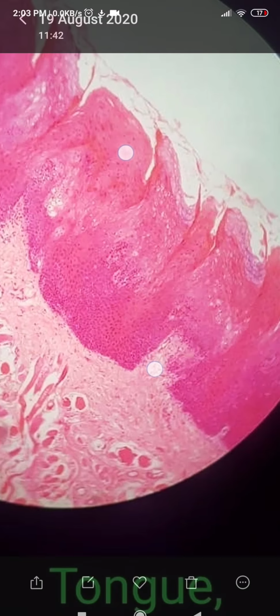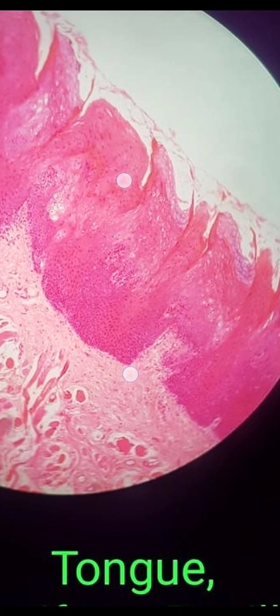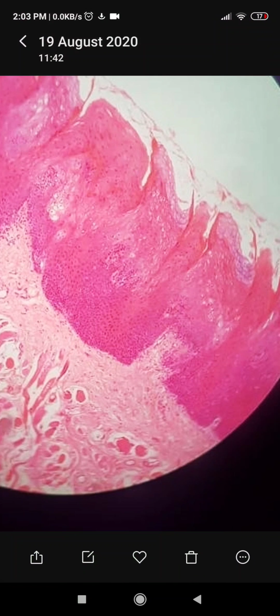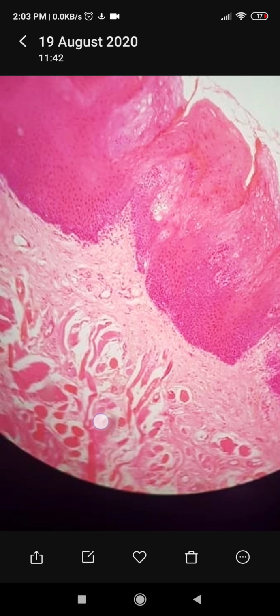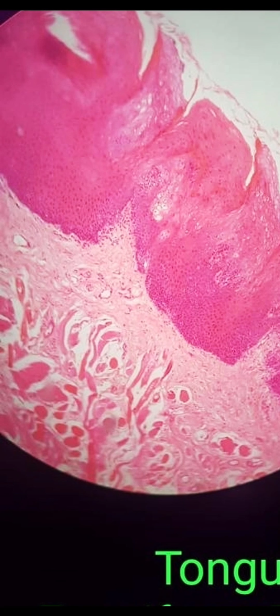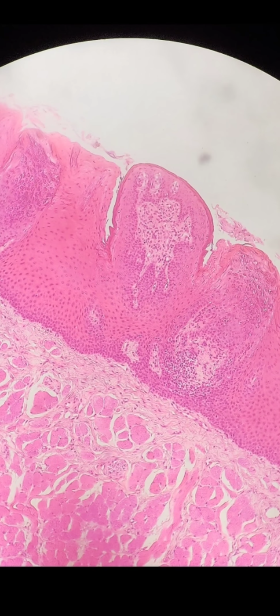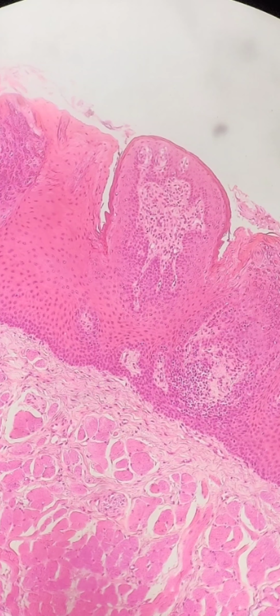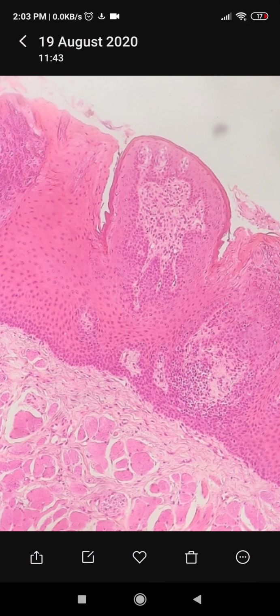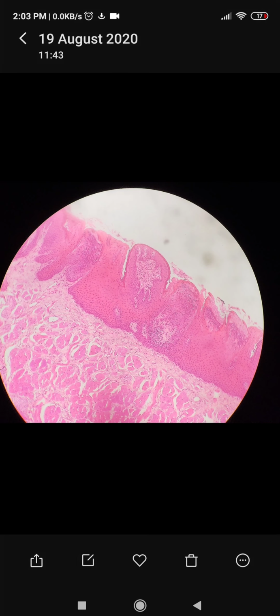Now again, a picture of filiform papillas, and you can see the layer of keratinized epithelium here, and the underlying lamina propria and the skeletal muscles. Now this is the picture showing the fungiform papilla, and you can appreciate the taste buds present on the apical surface of these papillas.